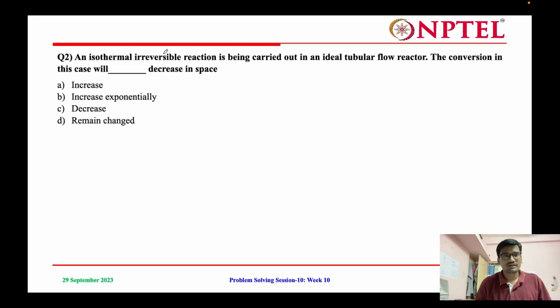Question 2. An isothermal reversible reaction is being carried out in an ideal tubular flow reactor. The conversion in this case will decrease in the space. Isothermal means the temperature is constant. So here the conversion will decrease or increase along the space. It's a decrease.